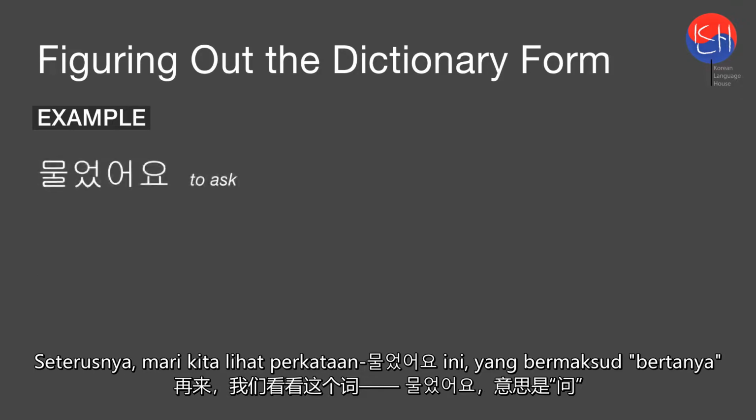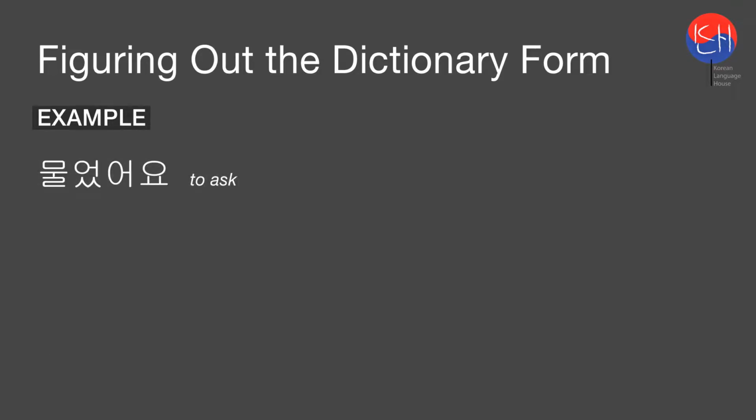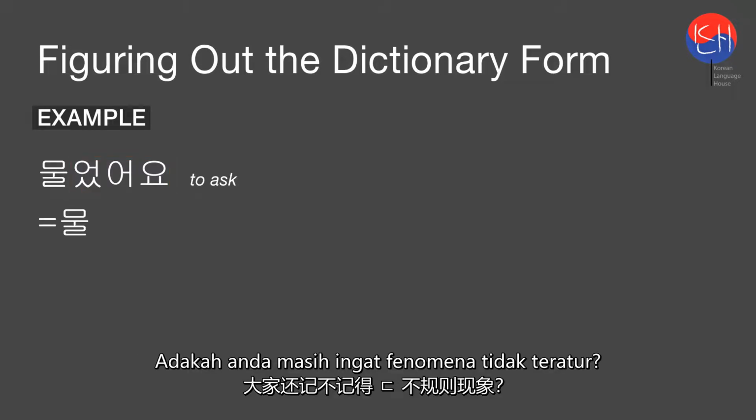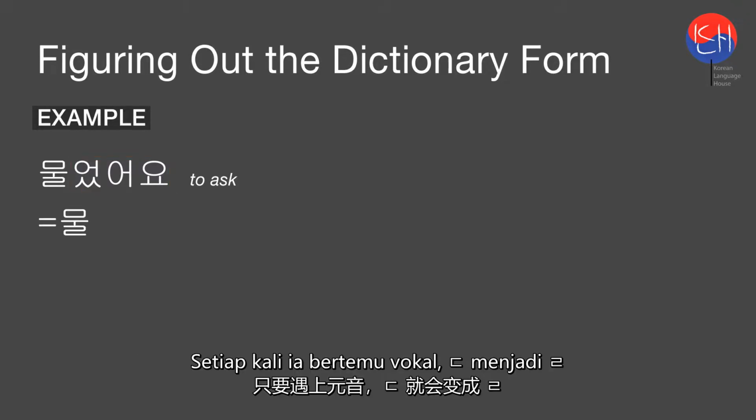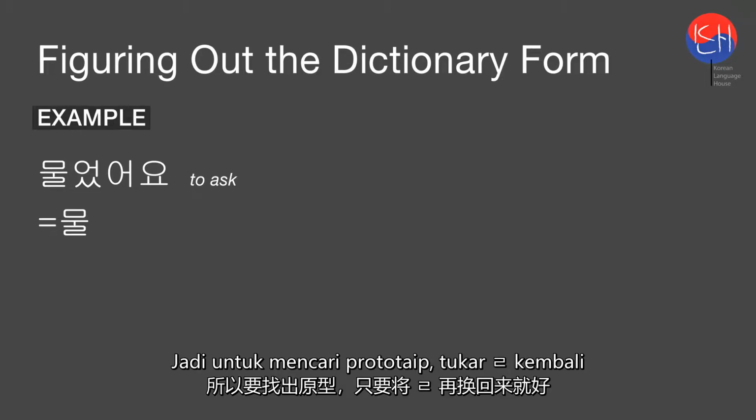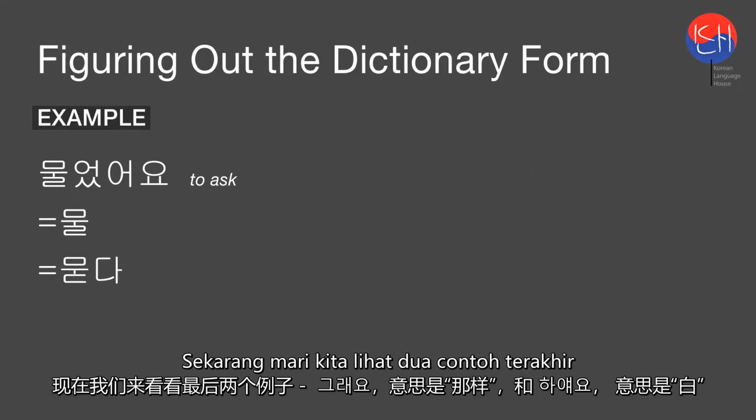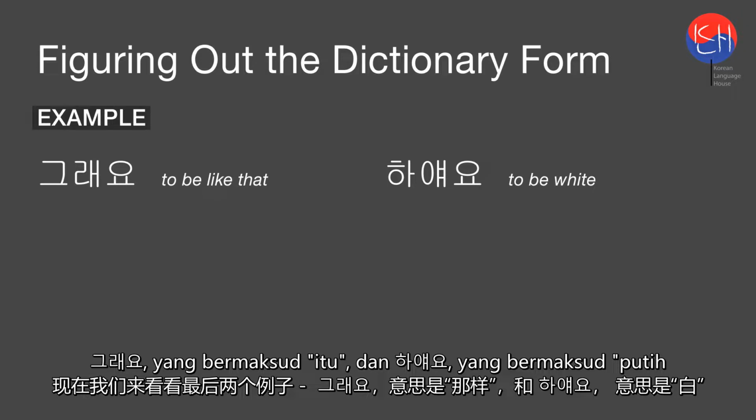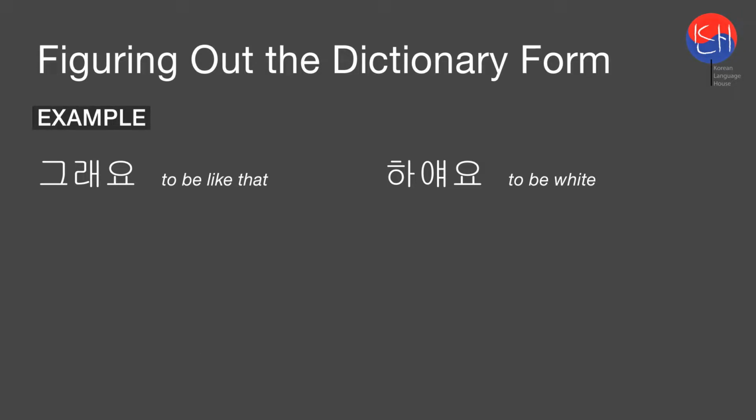Next up, we have 물었어요, meaning to ask. Let's remove the conjugation first. Remember the 티귿 irregular, which requires 티귿 to be changed to ㄹ when it meets a vowel? This means that to get the dictionary form, all you need to do is change it back. And lastly, we have 그래요, meaning to be like that, and 하얘요, meaning to be white.